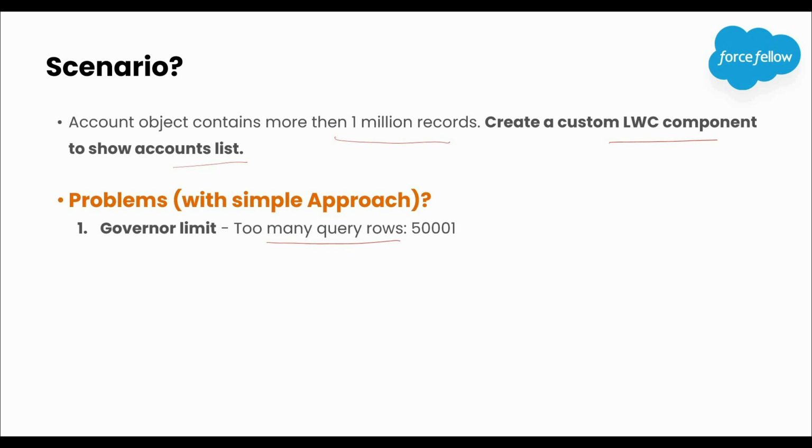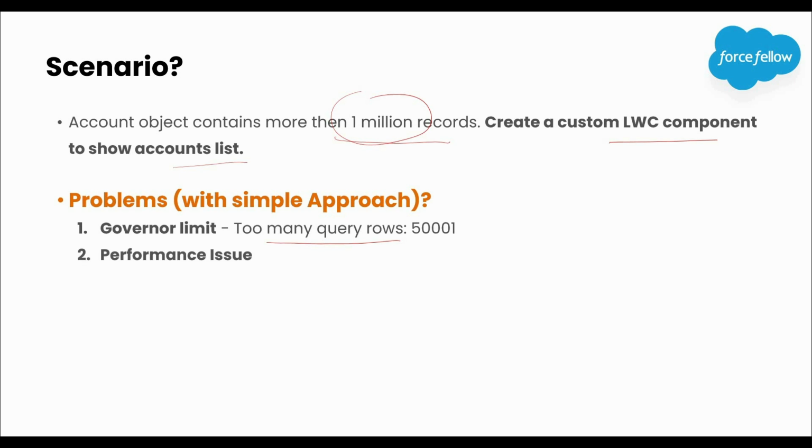If we talk about per transaction governor limits in Salesforce, then in one transaction, we can fetch up to 50,000 records, either using a single or multiple SOQL queries, right? And here in our current scenario, we have more than 1 million records. So obviously this simple approach will not help here, or wherever we have more than 50,000 records, right?